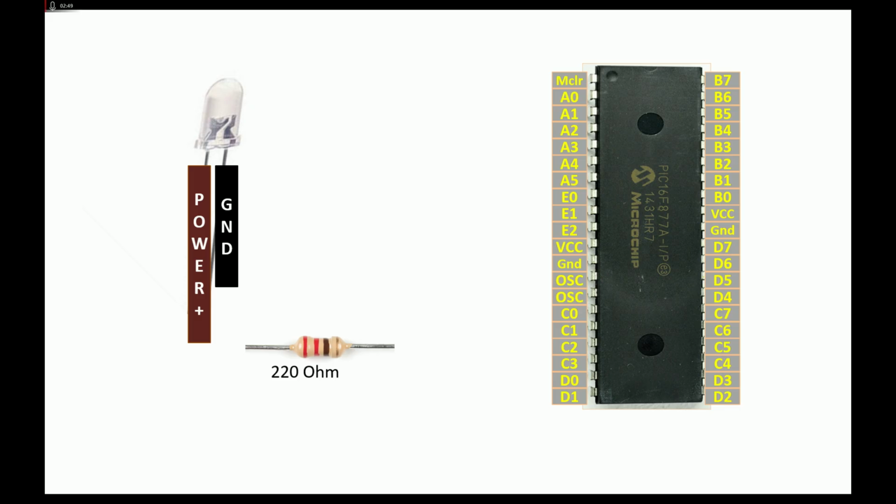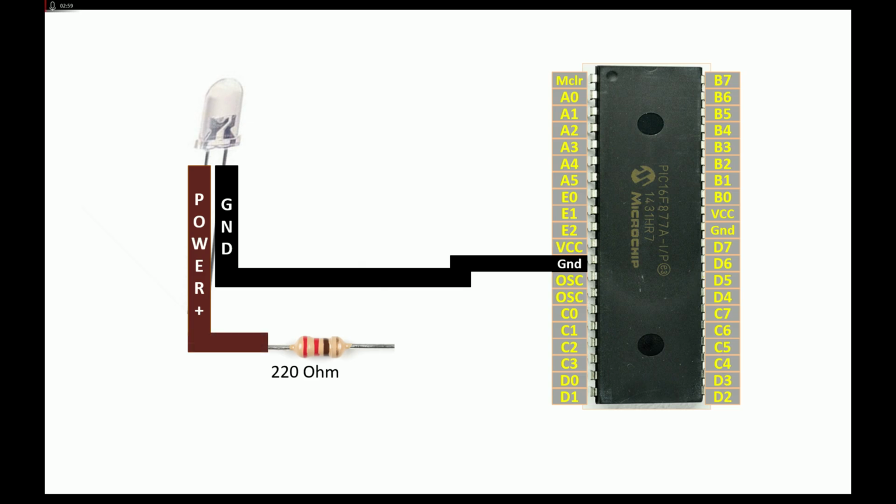It's a good value. Now guys, let's do the connection. Connect the ground pin directly with the ground of the PIC. For the longer pin, that is the power pin, connect it to one end of the 220 ohm resistor like this. From the other end, you can connect it to any available digital input output pin.